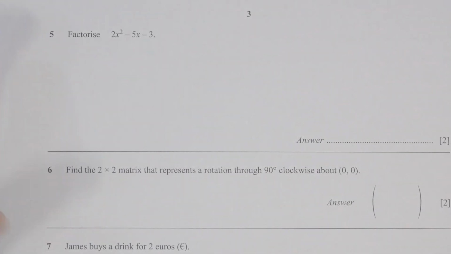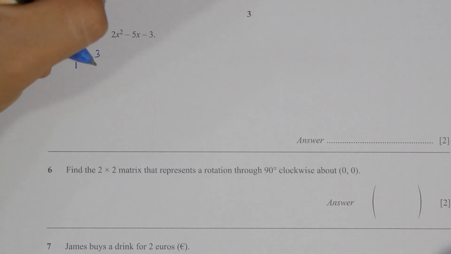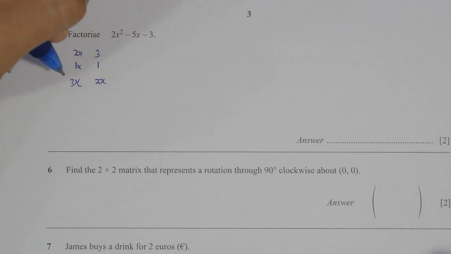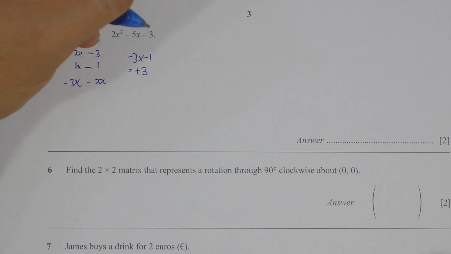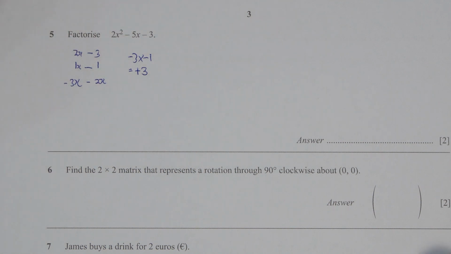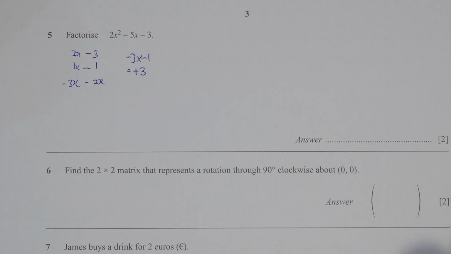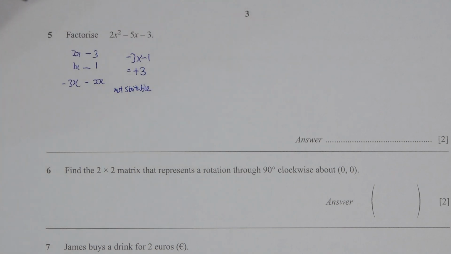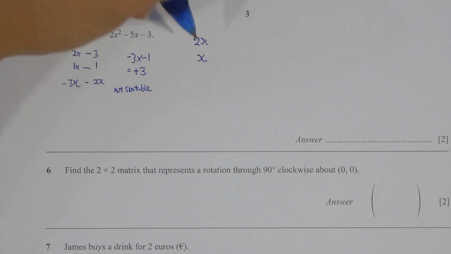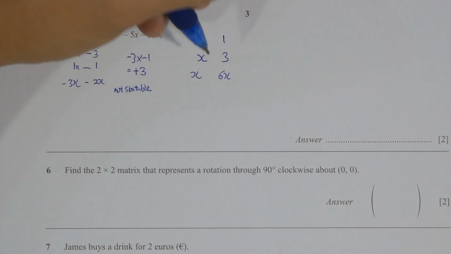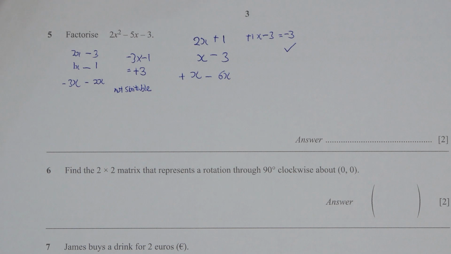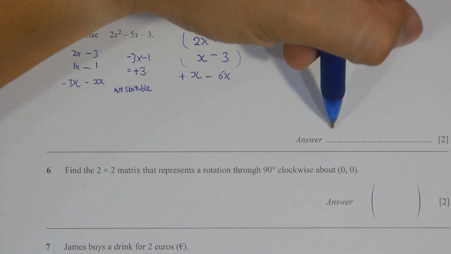Question 5, factorize. I actually write down the possible values over there. I use the cross multiple method. If I were to use 2x minus 3, x minus 1, the first one that I got there is not suitable because when I take negative 3 multiplied by negative 1, it will result in positive 3, which is different compared to the one in the question. So I adjusted it and put 2x plus 1 and x minus 3. By doing so, we have the factorized result as 2x plus 1 bracket x minus 3.